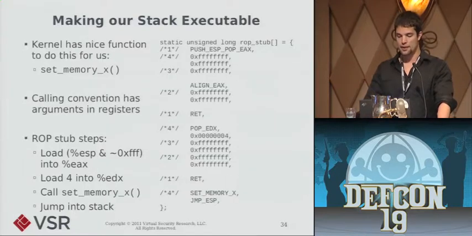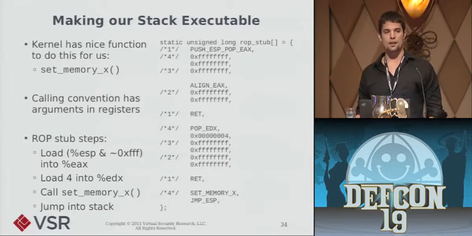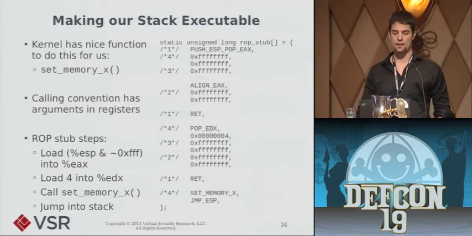So now, actually looking at some code, what we want our ROP payload to do is make the stack that we overflowed executable so that we can run code on it. And the kernel has a really convenient function that'll take care of all the hard work for us called set_memory_x. set_memory_x just takes 2 arguments. The first one is an address that you want to mark executable, and the second one is the number of pages from that point that you want to mark. We're in the kernel, so the calling convention has the first 3 arguments to functions in registers. So we just need to keep that in mind.